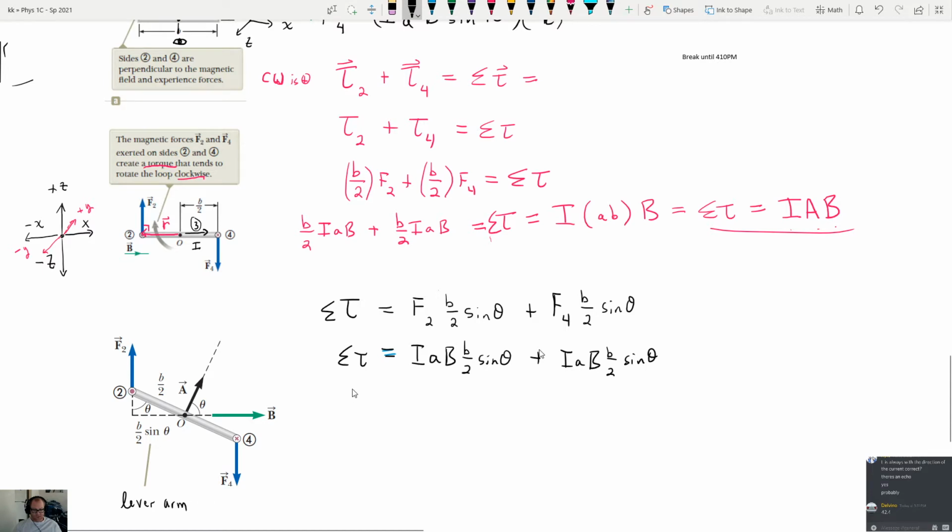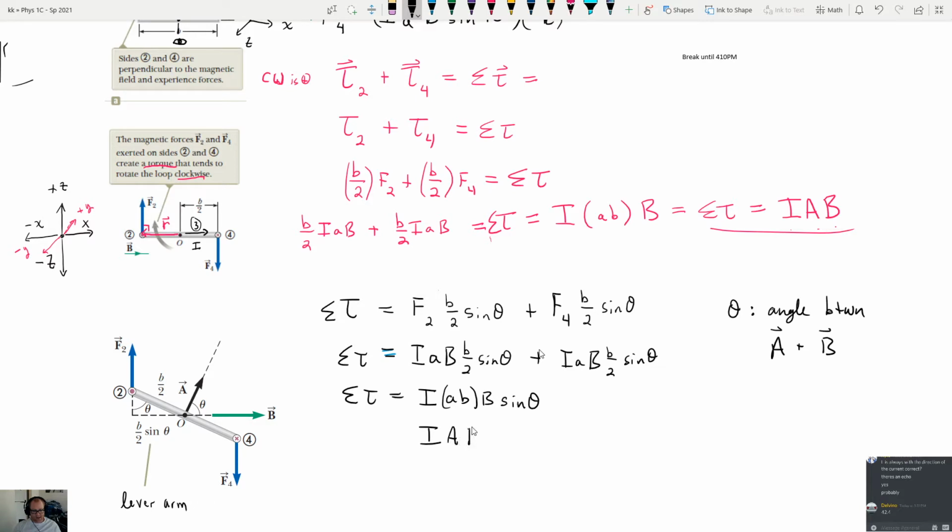So the final answer we get then, when we add these two together, is I, again, times A times B, because we do B over 2 plus B over 2 and you get B, times the magnetic field, times the sine of the angle theta. Now what is theta? Theta is the angle between the area vector and B now, okay? So theta now represents the angle between A, area vector, and B. Because A times B is once again the area. So now we have I times A times B times the sine of theta, and we're almost to our final answer now.